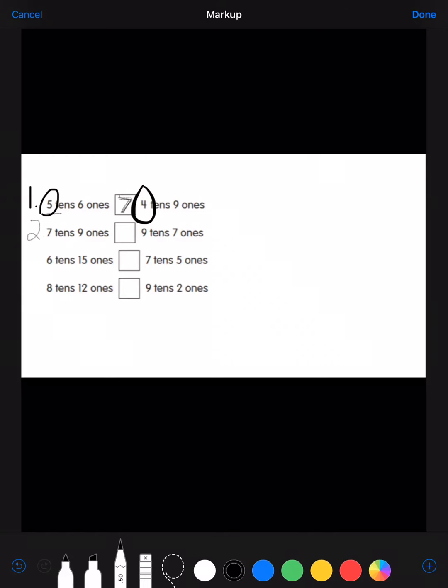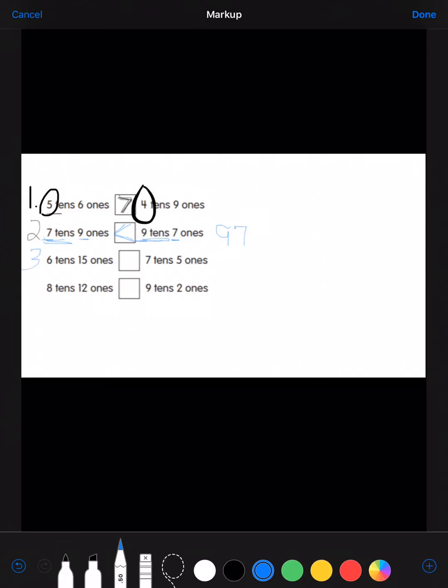7 tens and 9 ones. So 7 tens and 9 ones. Now don't get it mixed up because I still see the numbers 9 and 7. Don't get that mixed up though. We have 7 tens and 9 ones. So which number has to be greater? The alligator wants to eat this number. It's 97. It doesn't want to eat 79.